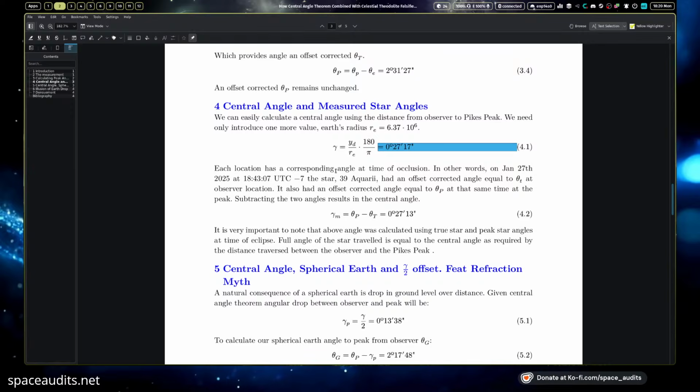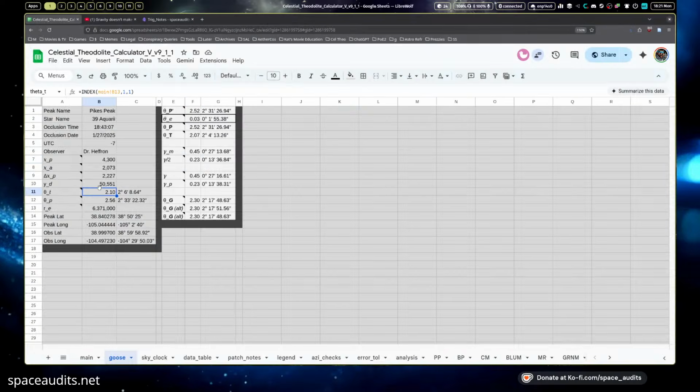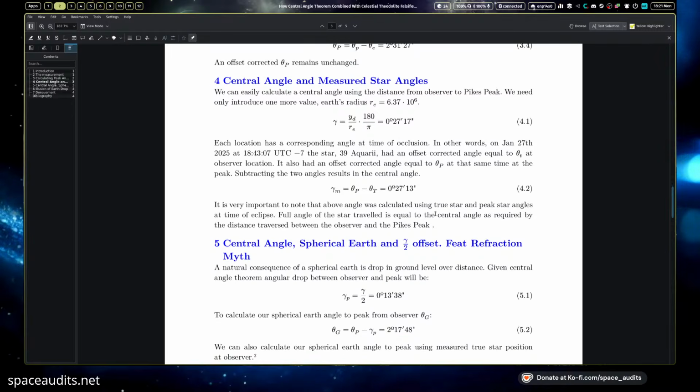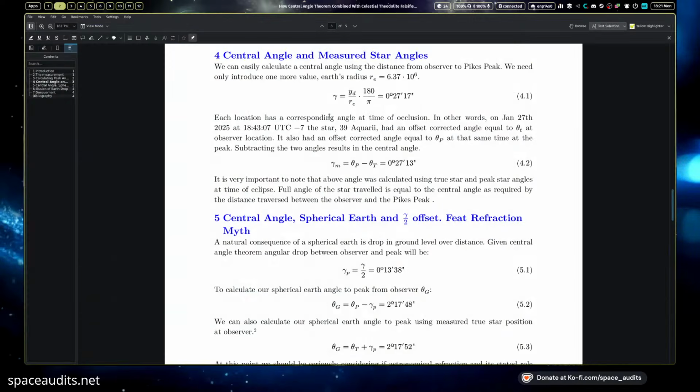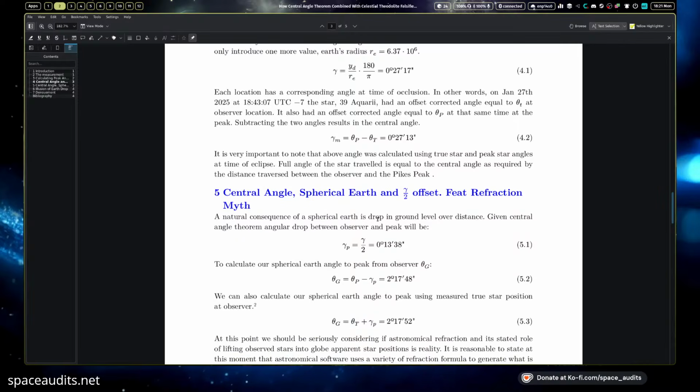All right. Each location has a corresponding angle at the time of occlusion. In other words, on January 27, 2025 at the time of occlusion, 39 Aquarii had an offset corrected angle equal to theta t at the observer location. So that's the angle at the time of occlusion. We have that noted here on the sheet. Or no, that was for the globe, sorry. That's for the observer centric, and that puts them down at 204. Okay.